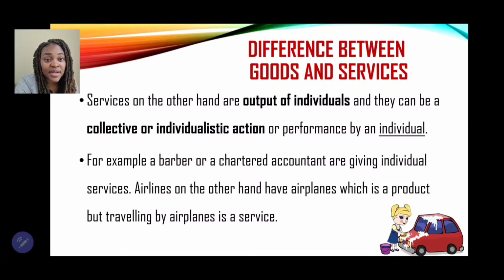Services, on the other hand, are output of individuals, and they can be collective or individualistic, or performance by an individual. Now, let's just look at an example. A barber or a chartered accountant are giving individual services. Now, airlines, on the other hand, have airplanes, which is a product, but traveling by airplanes is also a service.